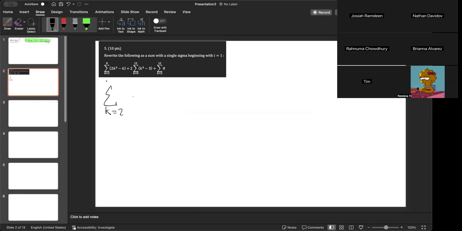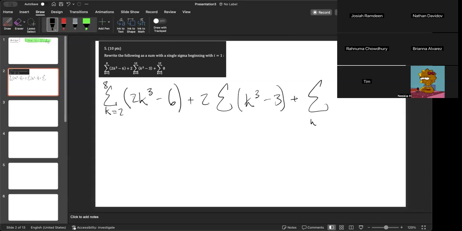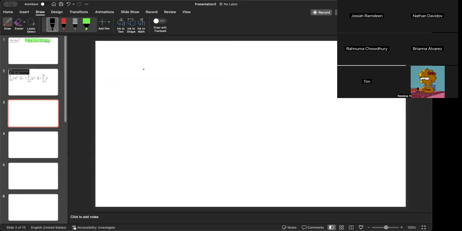So this is the sum from k equals 2 to 8 of 2k cubed minus 6, plus 2 times the sum of k cubed minus 3, plus the sum from k equals 2 to 12 of just 8. Oops, I forgot to write the lower and upper limits of the middle summation. Very good. I trust that my substitute went over some of the rules corresponding to sigma notation, but let me just review some simple facts.